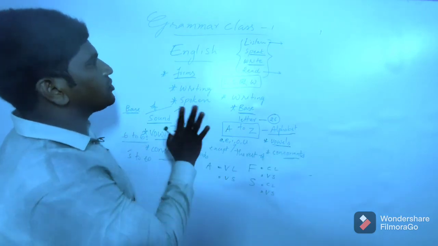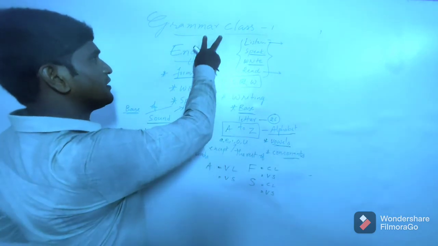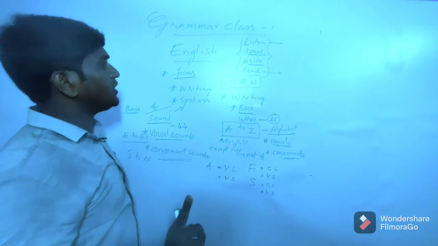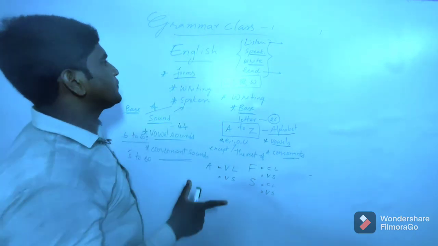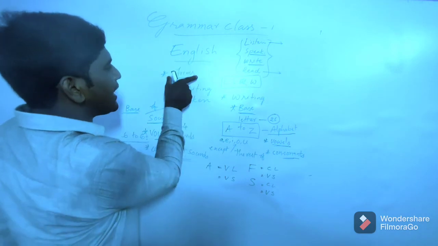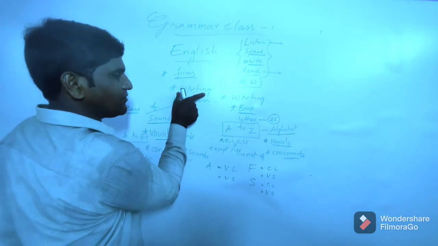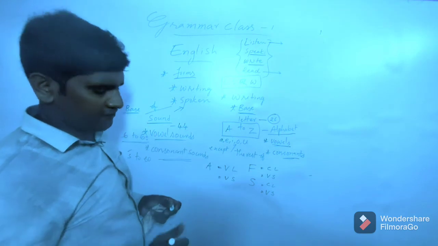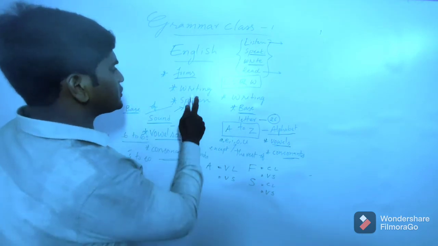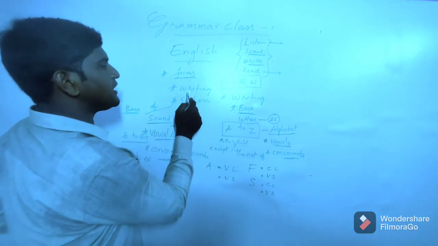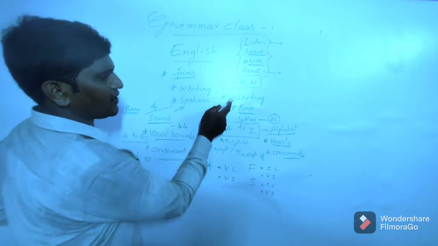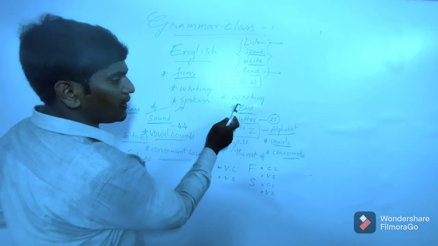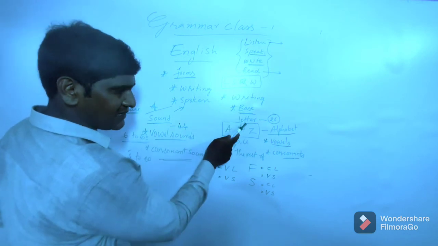Let me sum up. So far, what did I say? This is our grammar class, first class. In this class, I told you English is a language, and it has two forms. Those are the writing form and the spoken form. As we have two forms, first let me tell you about the writing form. For the writing form, we have learned the base is the letter.